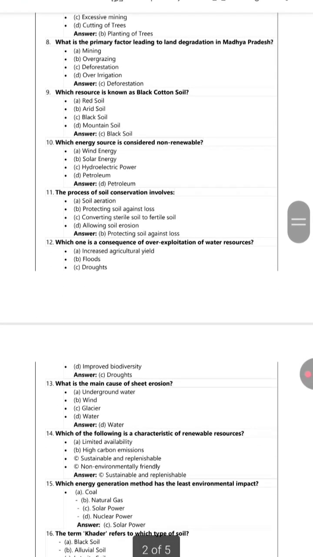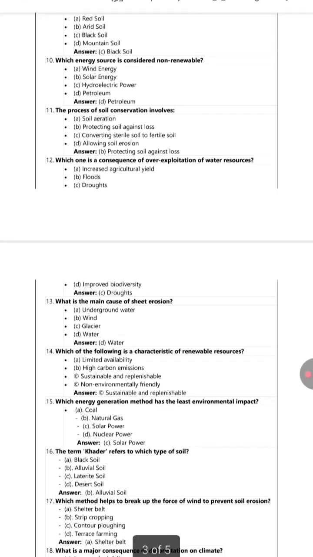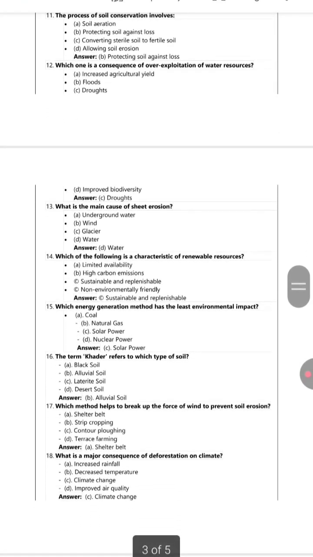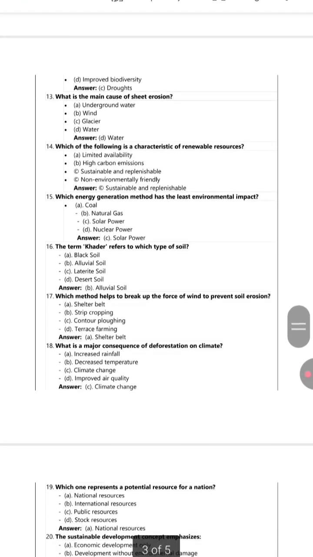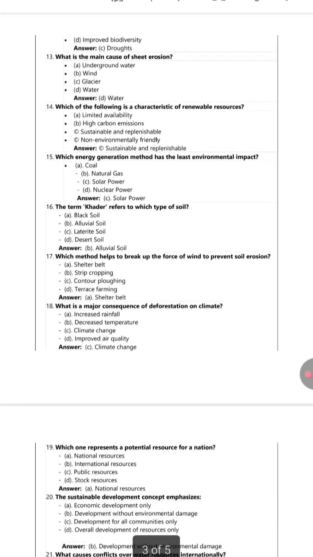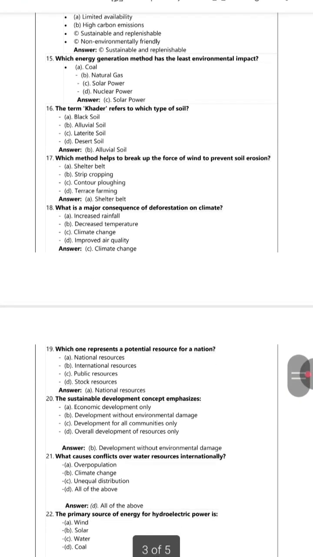Which resource is known as black cotton soil? Black soil. Which energy source is considered non-renewable? Petroleum. The process of soil conservation involves protecting soil against loss. Which one is a consequence of overexploitation of water resource? Droughts. What is the main cause of sheet erosion? Water. Which of the following is a characteristic of renewable resource? Sustainable and replenishable. Which energy generation method has the least environmental impact? Solar power. The term Khadar refers to which type of soil? Alluvial soil.